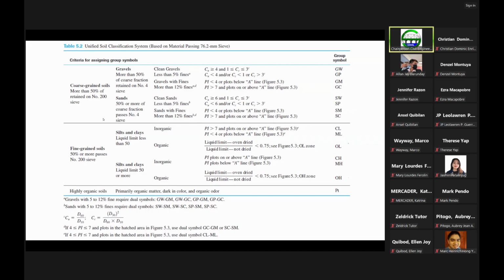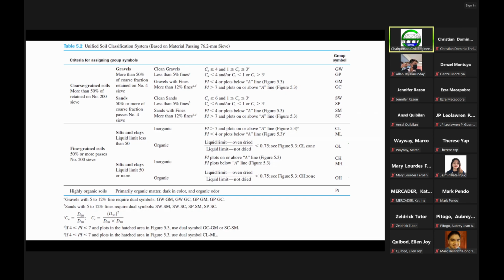For the coarse-grained material, these are the materials with more than 50% retained on the number 200 sieve. Ang nabilin sa sieve. Kaya kanina sieve naman yung screen, di ba? So ang katong nabilin sa screen, sa number 200, if more than 50% is retained on number 200, then we call them the coarse grain soils.